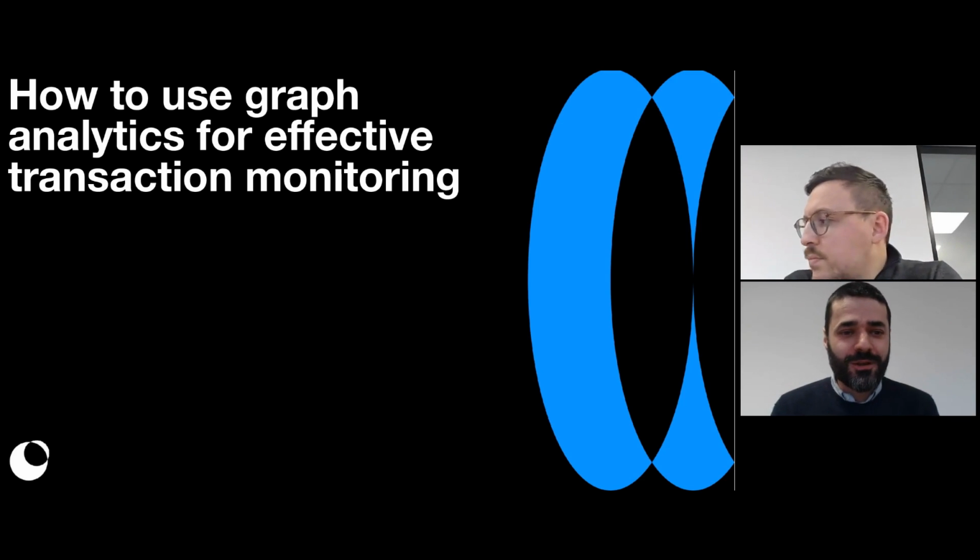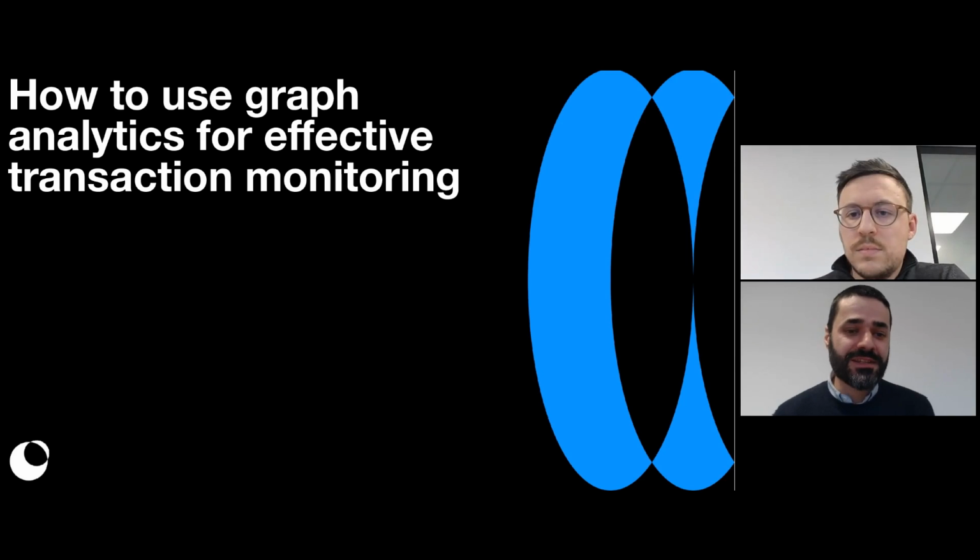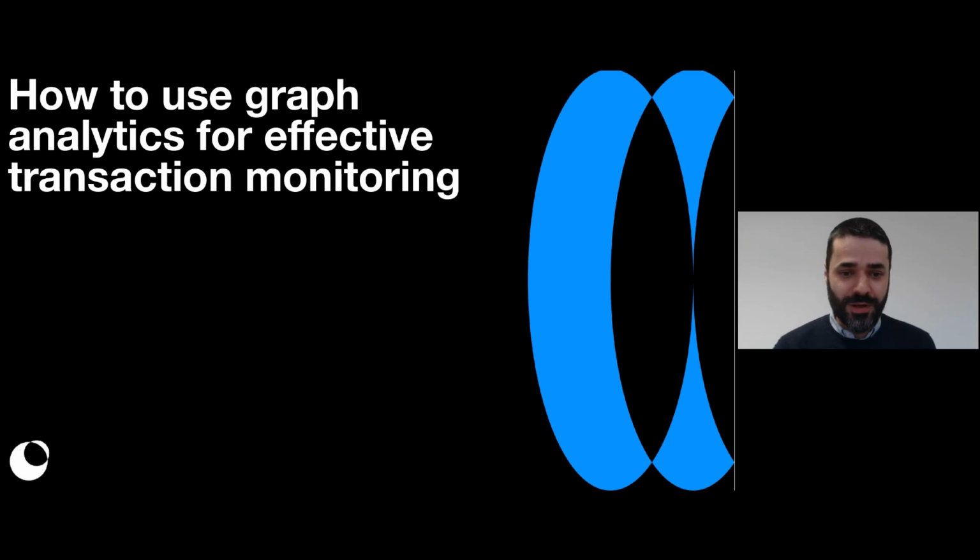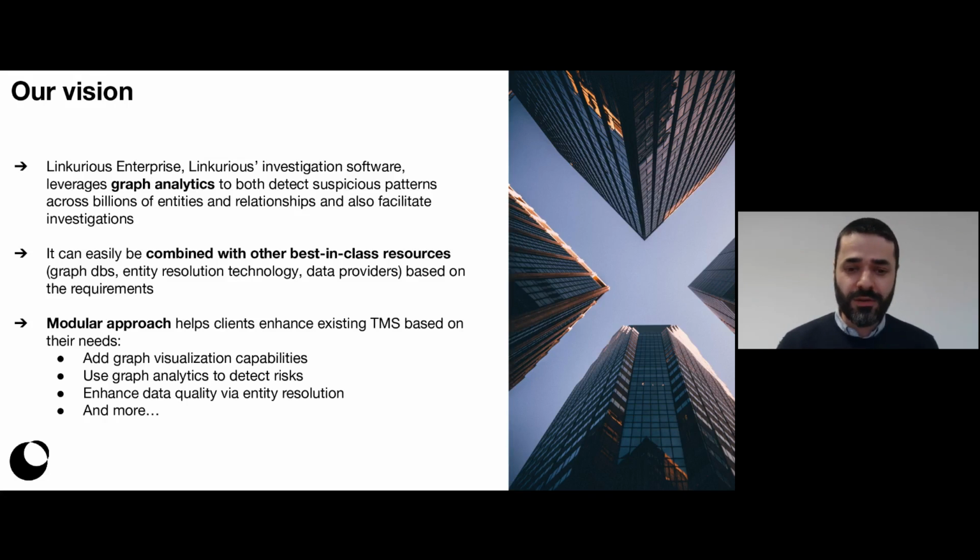Thanks, Thibaut. Now let's see how to use graph analytics for effective transaction monitoring. First, a quick word about our own vision at Linkurious. We provide a piece of software called Linkurious Enterprise, an investigation software. It leverages graph analytics to do two things. First, detect suspicious patterns, and you can do that across billions of entities and relationships. But it also helps conduct and accelerate investigations.